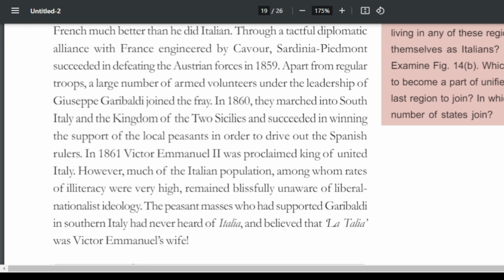However, much of the Italian population, among whom rates of illiteracy were very high, remained blissfully unaware of liberal nationalist ideology. The peasant masses who had supported Garibaldi in southern Italy had never heard of Italia and believed that La Italia was Victor Emmanuel's wife.